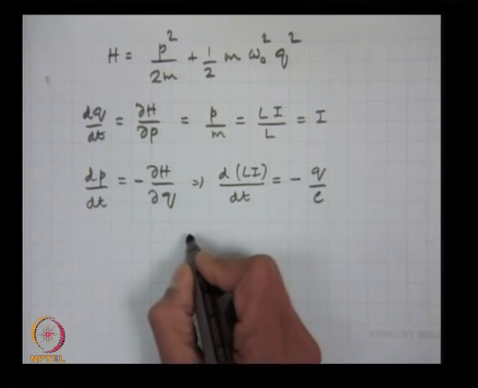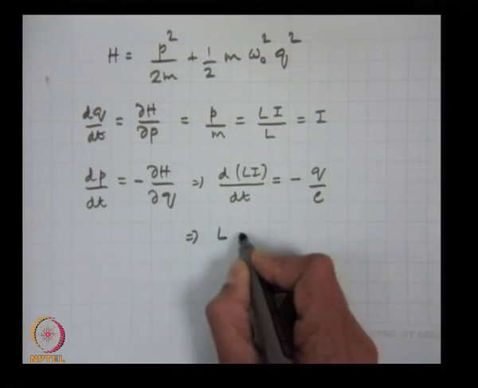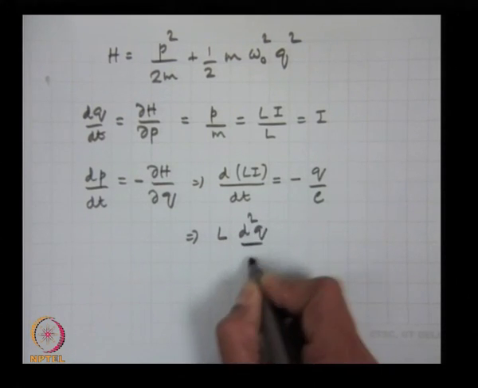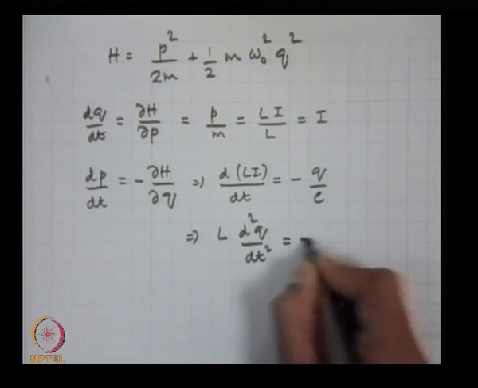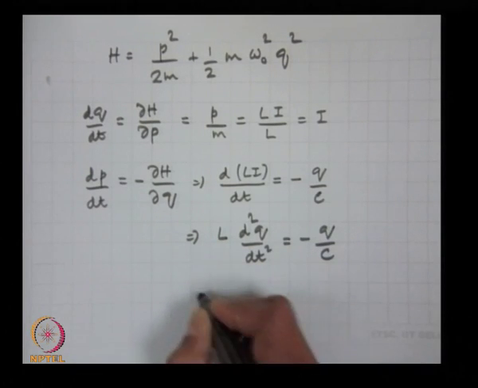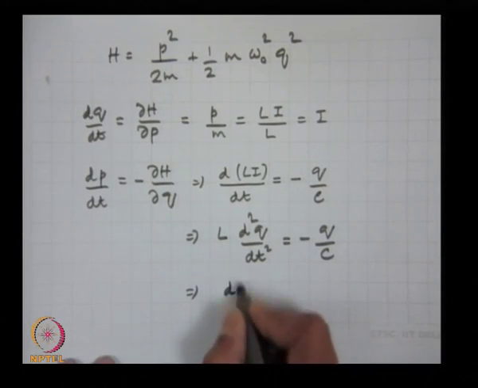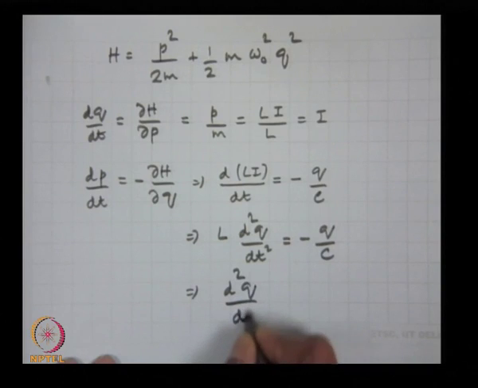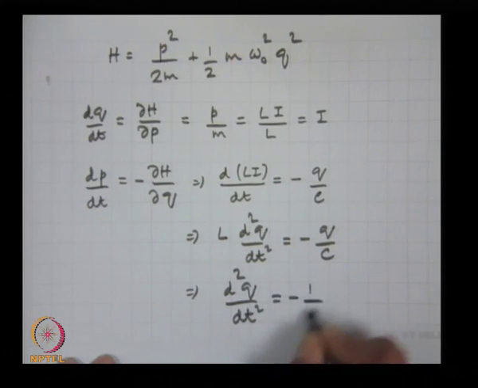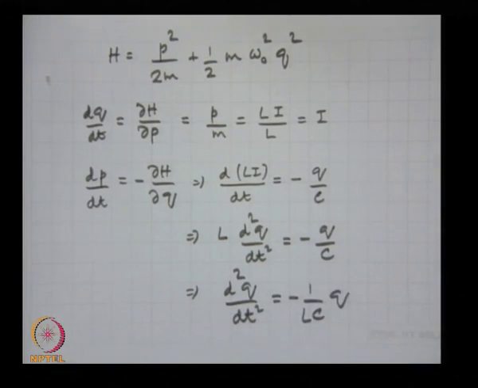So, this implies L d²q/dt² is equal to minus q by C, which implies d²q/dt² is equal to minus 1 by LC times q, which is nothing but the equation for the charge variation in the LC circuit. Because this will give you a solution, q of time is equal to q0 times cos omega naught t and sin omega naught t solutions.